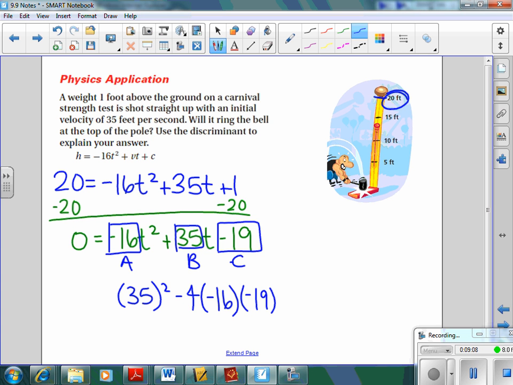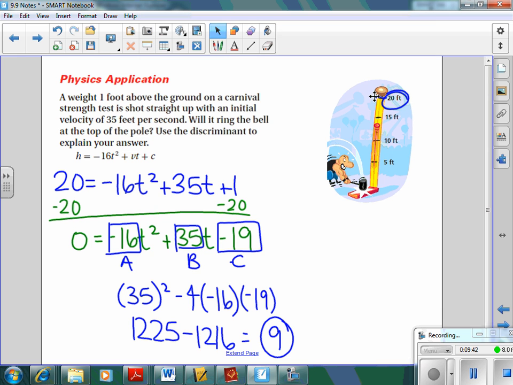So big numbers, break out your calculator. 35 squared is 1225. If I do negative 4 times negative 16 times negative 19, I end up with negative 1216. So if we subtract these two, we end up with nine. We get a positive number.